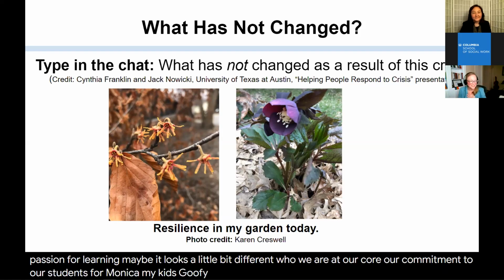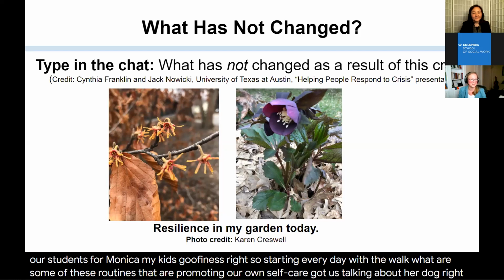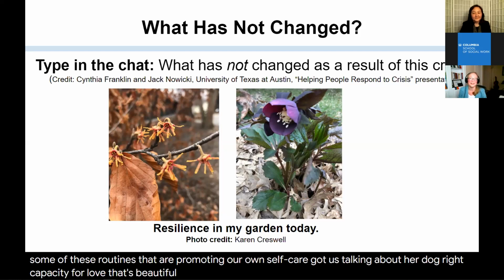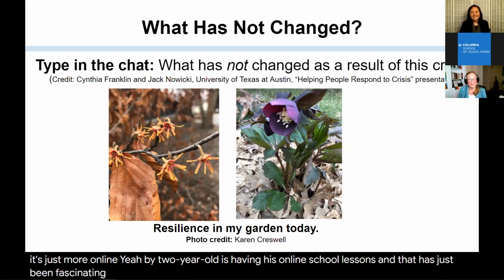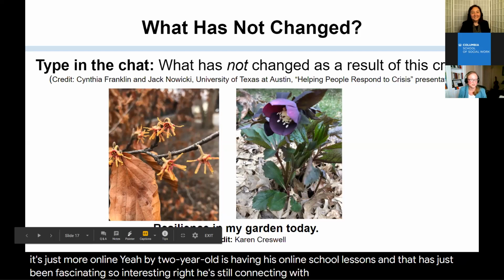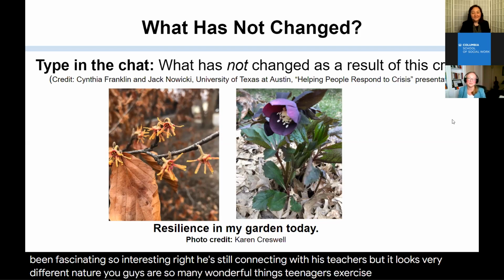For Monica, my kids' goofiness, right? Still starting every day with a walk. What are some of these routines that are promoting our own self-care? Got us talking about her dog, right? Capacity for love, that's beautiful. Your ongoing connection with your family and friends, but now it's just more online. Yeah, my 2-year-old is having his online school lessons, and that has just been fascinating. So interesting, right? He's still connecting with his teachers, but it looks very different. Nature, you guys are so many wonderful things. Teenagers, exercise, lots of different ideas.